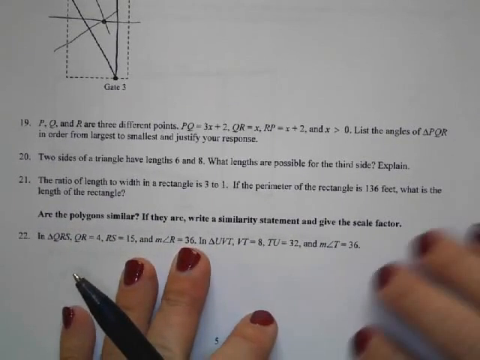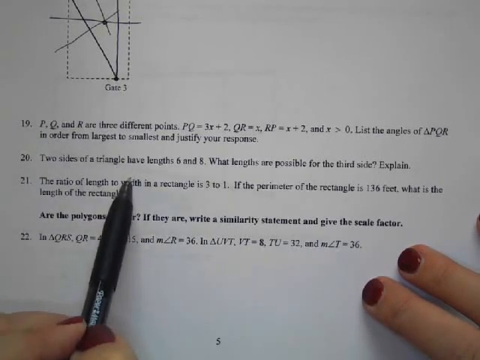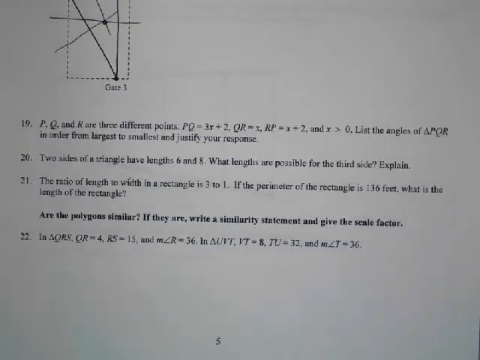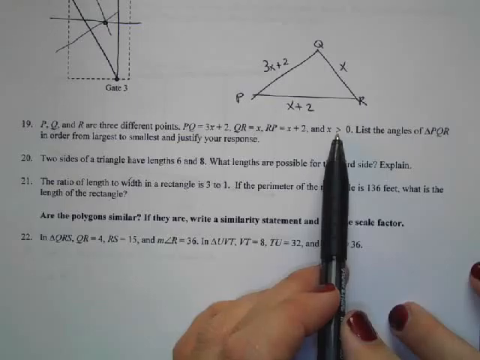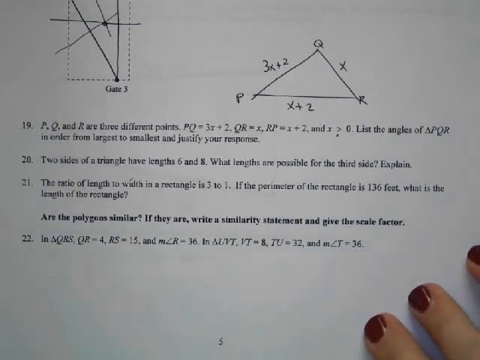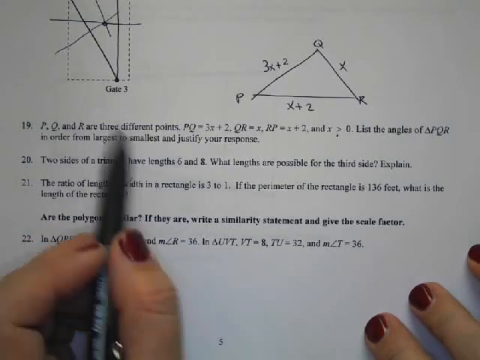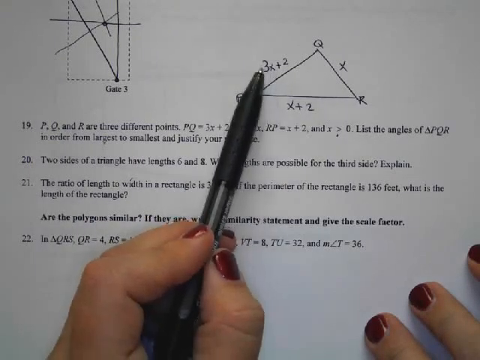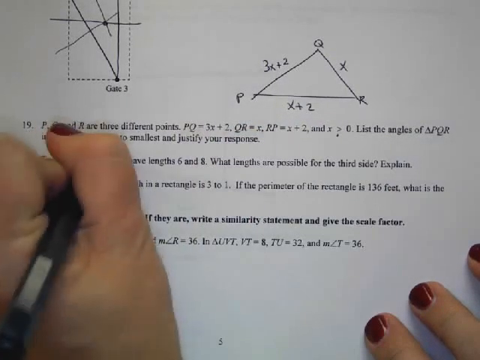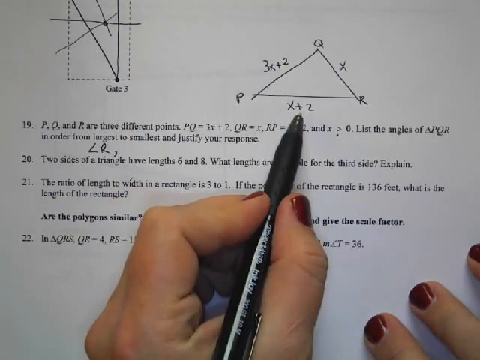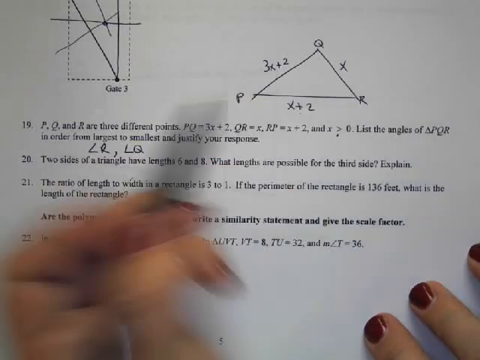For number 19, what you want to do is, if we list them in order from smallest to largest, you want to draw a picture first, and of course x is not going to be a negative. So we want to list the angles in order. So the smallest angle is across from the smallest side and so on. And we want to go large to small. So the largest side would be 3x plus 2. That's the biggest expression. So the largest angle would be angle R. The next size would be x plus 2, so angle Q. And then the smallest angle would be angle P.